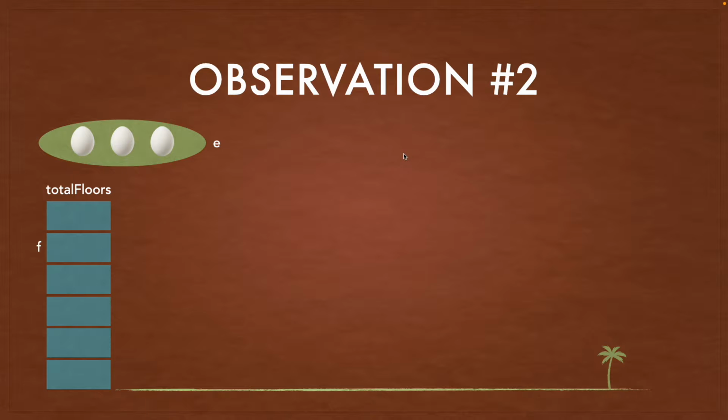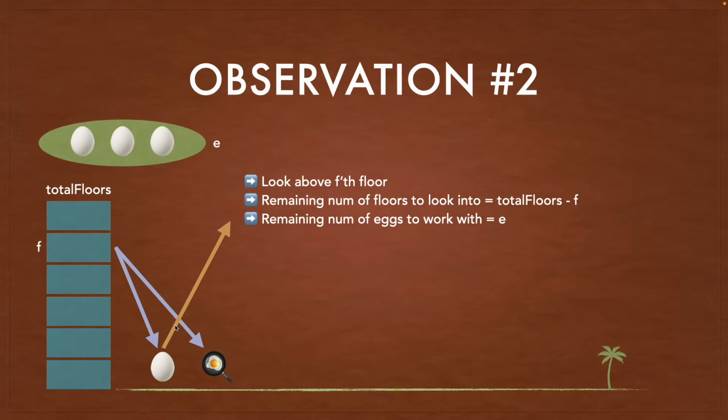Now let's make another observation. Let's say you have E number of eggs, and you have some floors in a building, and the number of floors you have is the total floors. Let's say this is the floor number F. Let's imagine F is some number which lies between 1 and total floors. All right, and this is the ground level. Now what will happen if you drop an egg from this floor F? One possibility is that the egg is not going to break, and the other is that the egg is going to break. Now, if this egg does not break, then what?